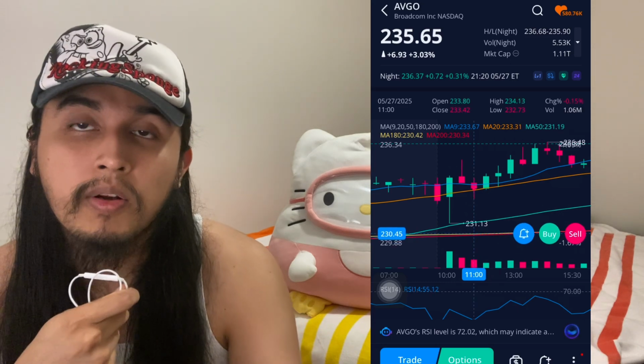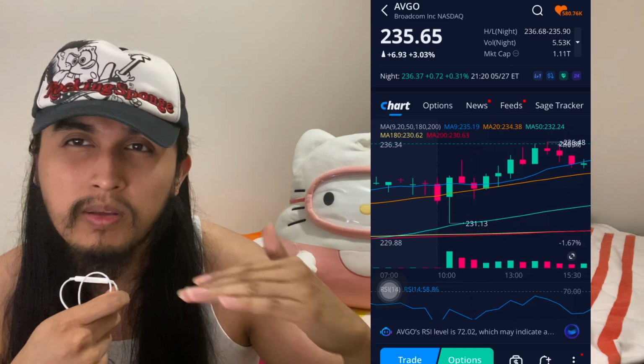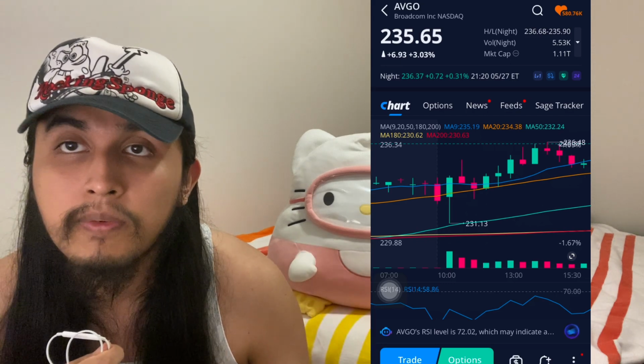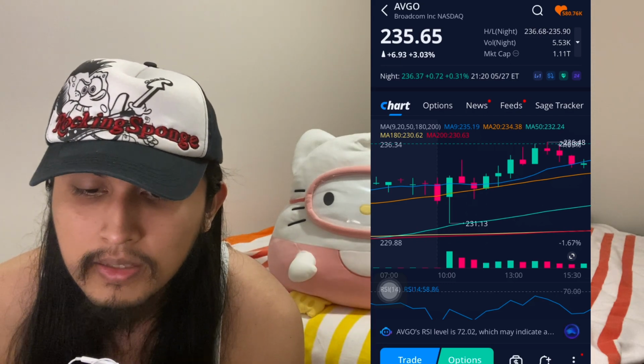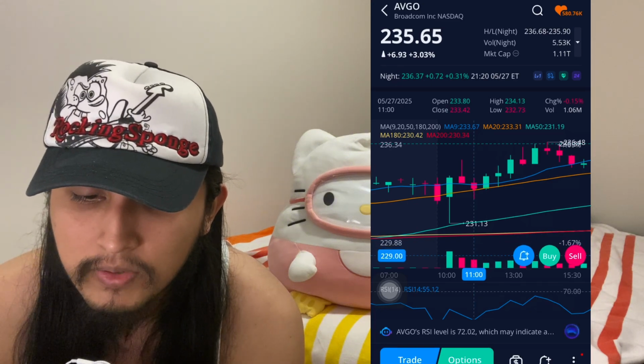I'll try to buy more call options if it gets close to 232, that little small support level around 232. And if it decides to break that support level of 232, okay, I'll see if it can land on the 50-day moving average. Maybe it could bounce off the 50-day moving average.